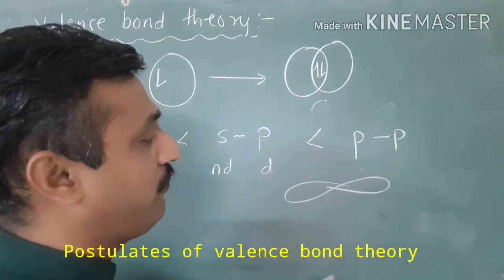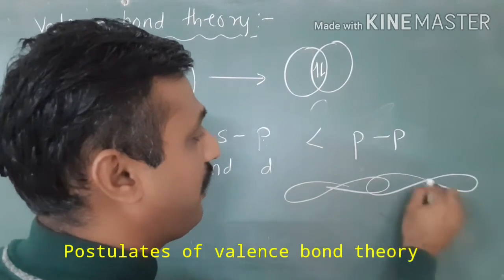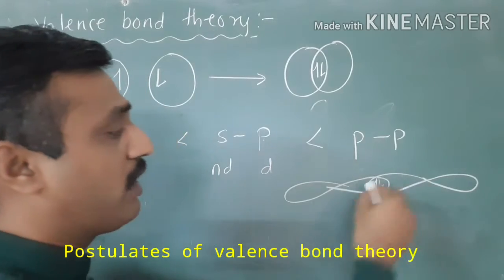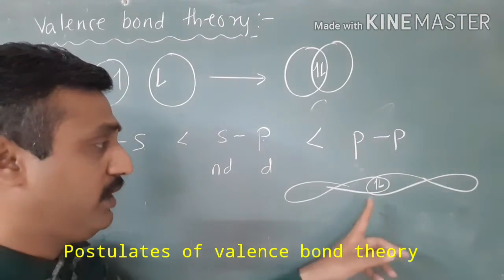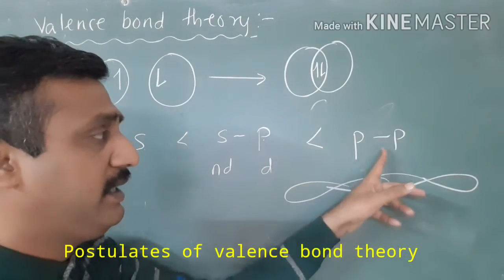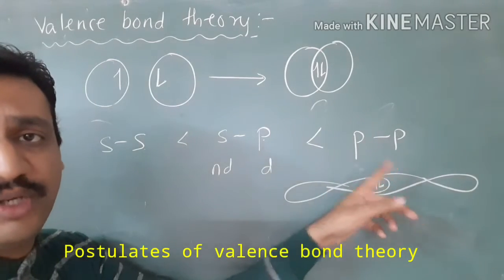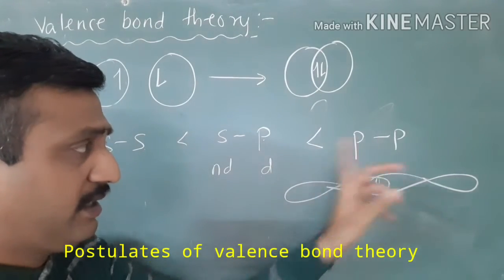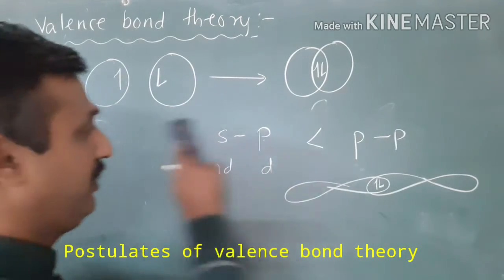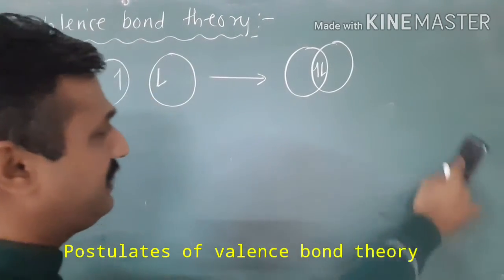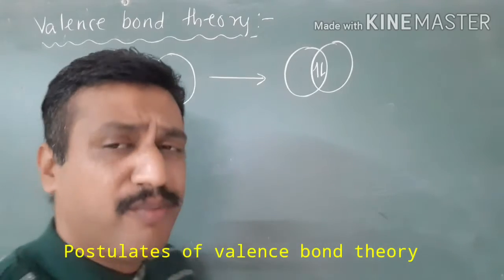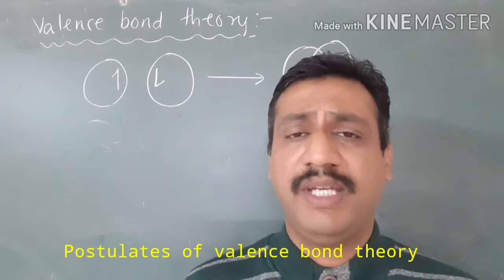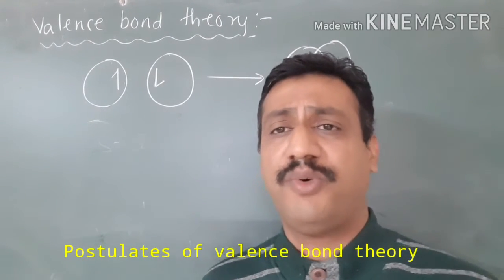This is the p orbital of the first atom, this is the p orbital of another atom, and the overlapping occurs. Here, whatever bond is formed is the strongest bond amongst these three cases, because this p orbital is directional, and the other p orbital is also directional. So this is about how bond formation takes place: overlapping, extent of overlapping, and strength of the bond.